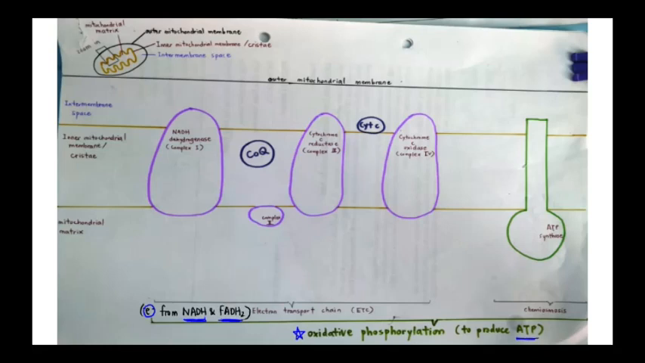Oxidative phosphorylation involves electron transport chain as well as chemiosmosis, and it happens at the inner mitochondrial membrane, or we say cristae, which is shown in this picture here. This membrane inside, we call it the inner mitochondrial membrane or cristae.